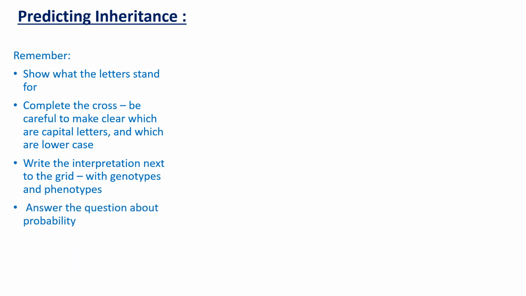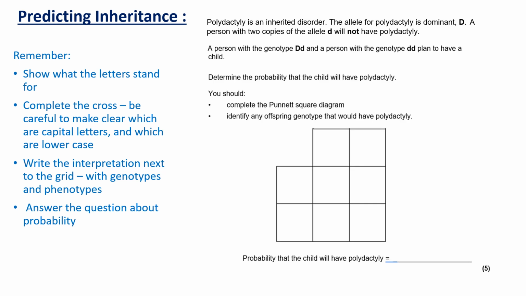When you are filling in the grid and beforehand, write alongside it what the genotypes and the phenotypes are. For example, what do 2 capital alleles mean? That would be homozygous dominant, and therefore they would have the disorder or the condition. And then finally, make sure you also look at the question carefully to see whether it asks you to give your answer as a percentage or as a probability.